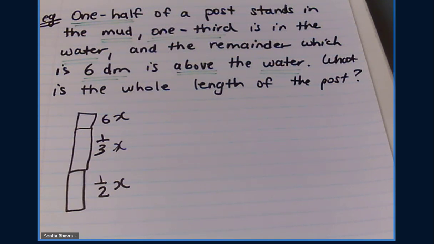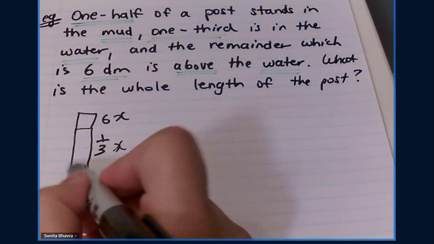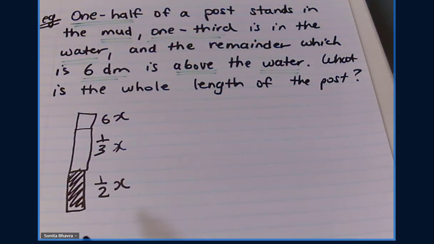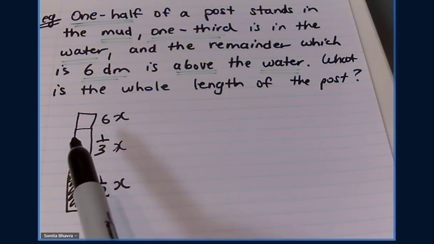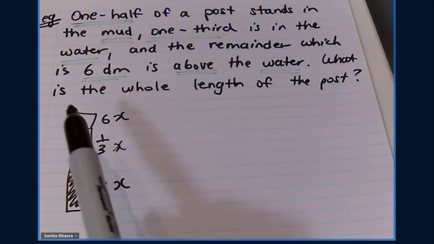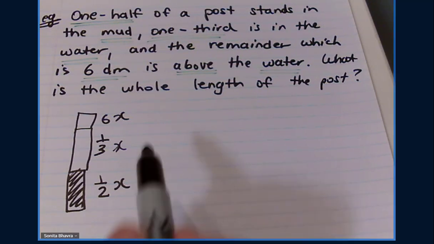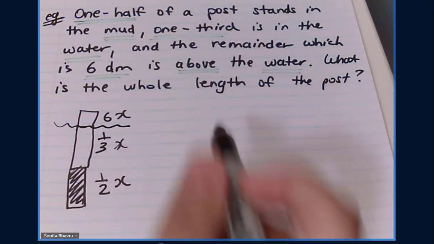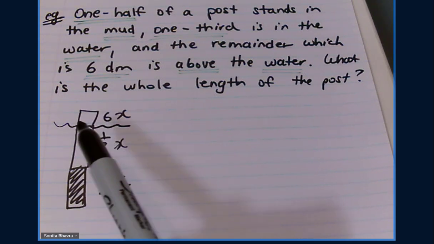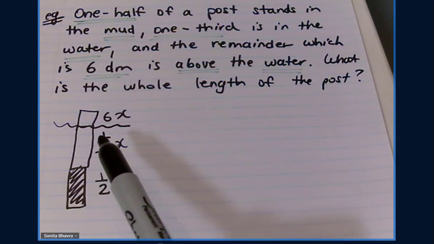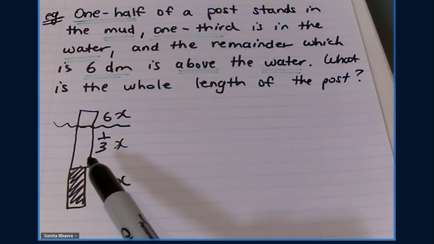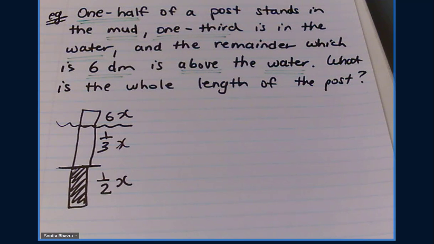So our first example, 1/2 of a post stands in the mud. So I've just drawn the diagram already. This would be the mud. We can color that in to represent the mud. Then 1/3 is in the water, and then the remainder is above the water. So this could be the water like this, and this much is above the water, 6 decimeters, and then 1/3 here is in the water, and this is the mud area here, like so.